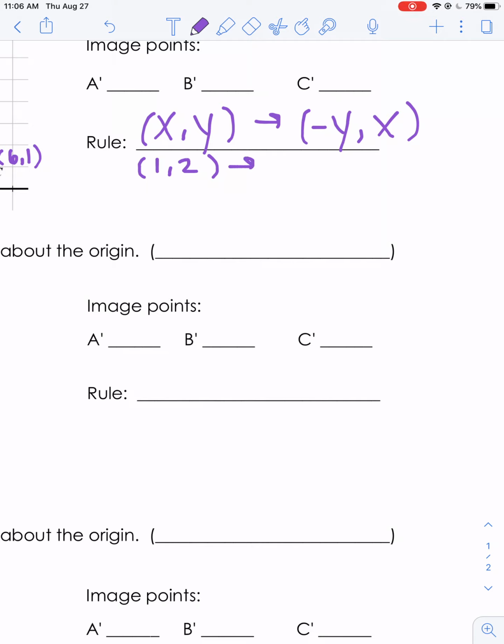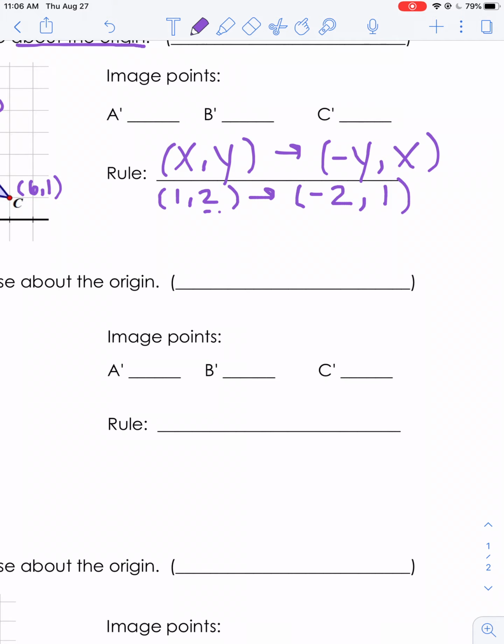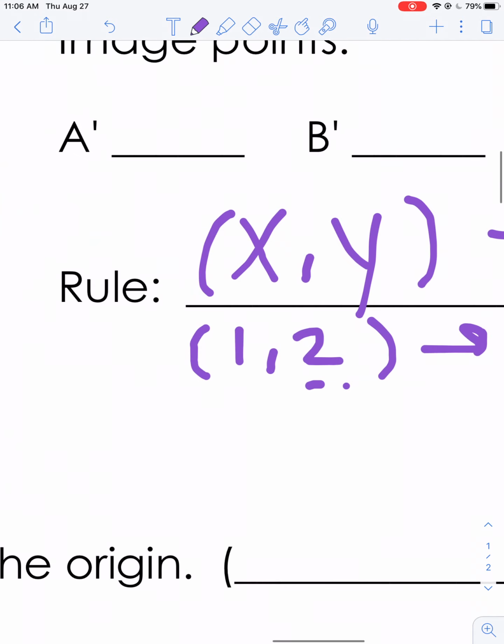The rule tells me that in the new ordered pair, y, whatever y used to be, is going to be what goes first, and I will change the sign. So before, y was 2, and now I'm going to put that first and make it a negative 2. And then x comes second. So before x was 1, and now x goes second. So A prime should be at (negative 2, 1).